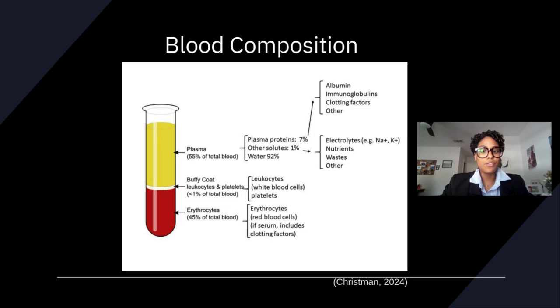And then we have erythrocytes. These make up about 45% of the total blood. These are red blood cells. This is why blood looks red. And yeah, that is the blood composition: plasma, buffy coat, and erythrocytes.